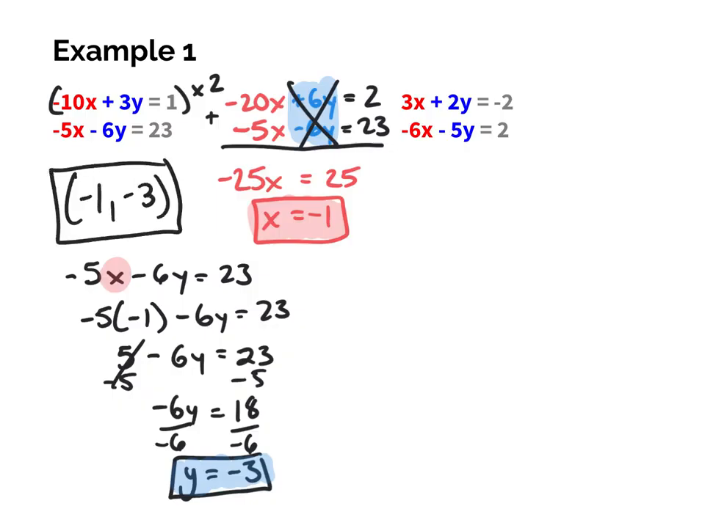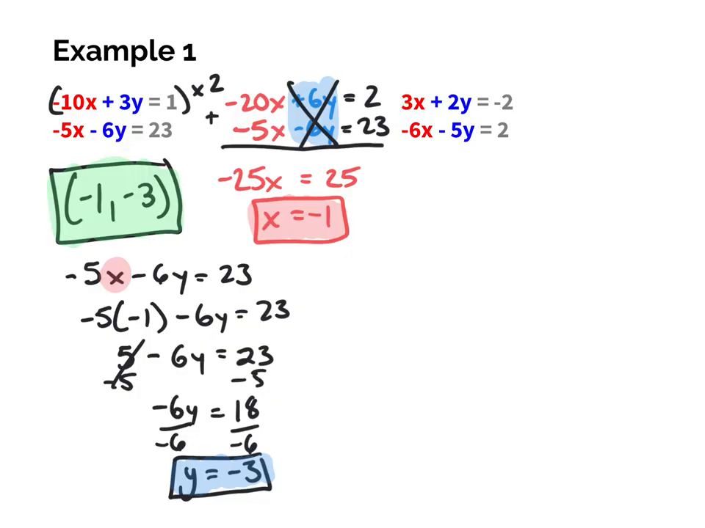Now, the main detail here again was multiplying at the start, multiplying one of my equations by a number to make them equal and opposite. All right, now same thing here. I have 3x + 2y equals -2. Here, -6x - 5y equals 2. So what I want to try and do is make them equal and opposite. So you'll see, kind of like the last example, I have 3 and 6.